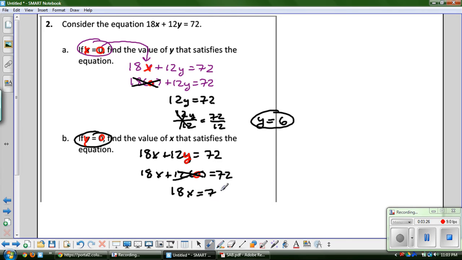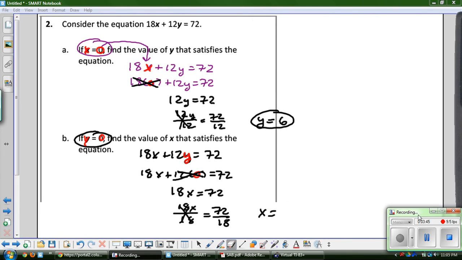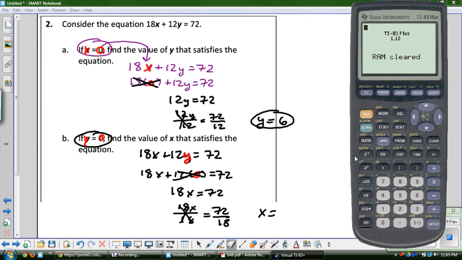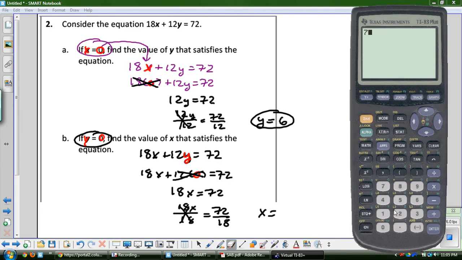Well, how to get rid of that times 18? We're going to divide. So divide both sides by 18. 18 here, 18 here. Those 18s cancel. I'm left with x is equal to the result of 72 divided by 18, which if I bring out the old calculator here, gives us x equals 4.